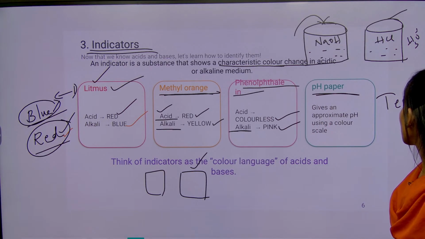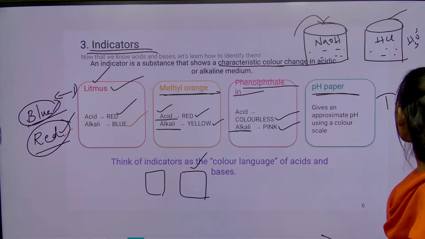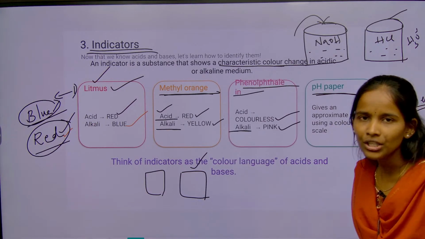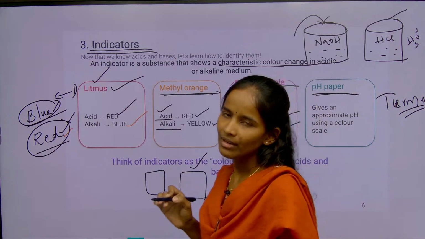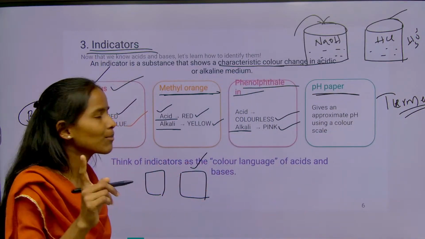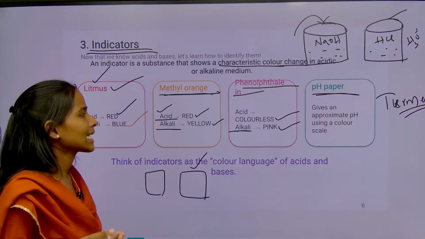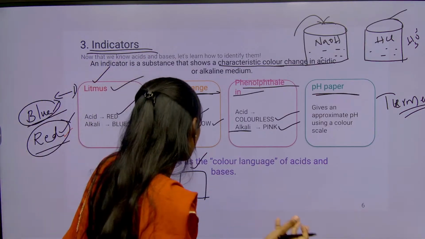Normally turmeric acts as an indicator. In acids it will not change color, but in bases it will give red color. This is one of the important indicators, which we can get easily.